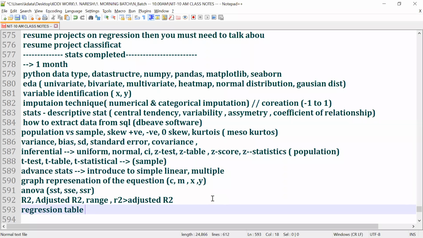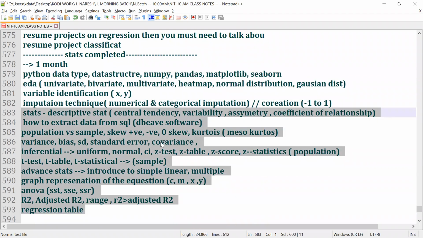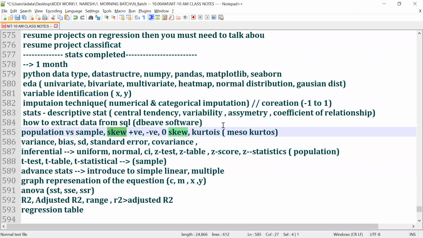Okay, guys, everybody understand? In your resume, these are the points you have to mention as technical skills. Understand or not? Clear or not? How do you mention? In the resume, you have to mention skewness. You have to mention all those things.